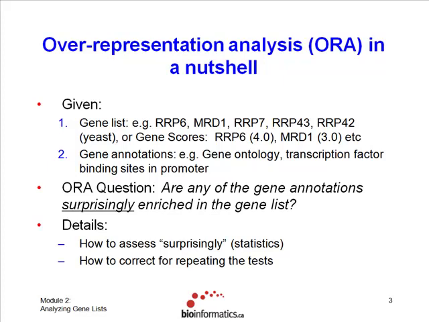And the details of this are how you assess surprisingly, and that's all statistics, and how you correct for repeating the test. Because when you're testing for surprise, you want to find what annotations your gene lists are enriched for. And if you do a lot of tests, you have to correct for that fact. And I'm going to tell you about the major ways that people do that type of correction.